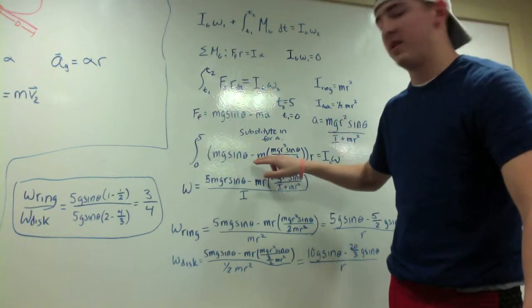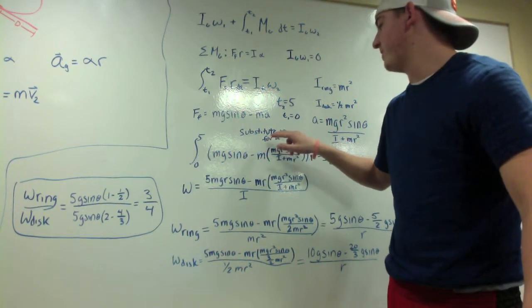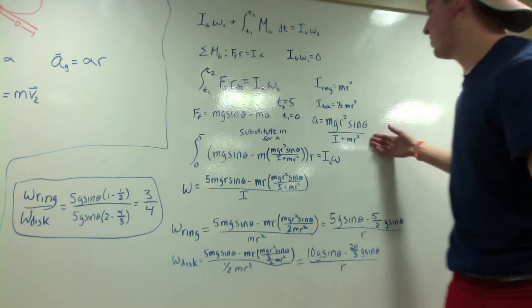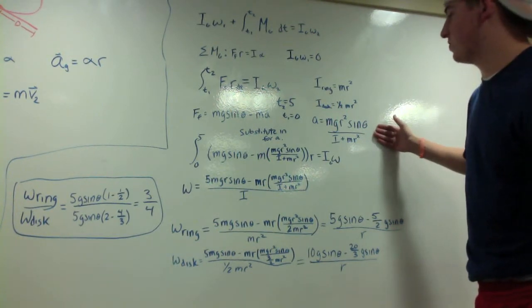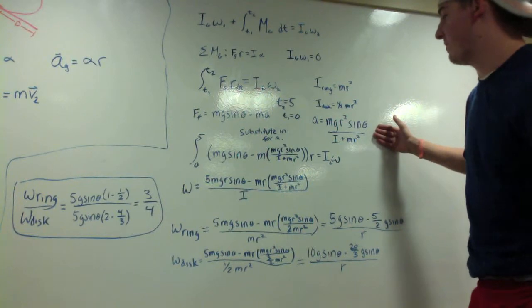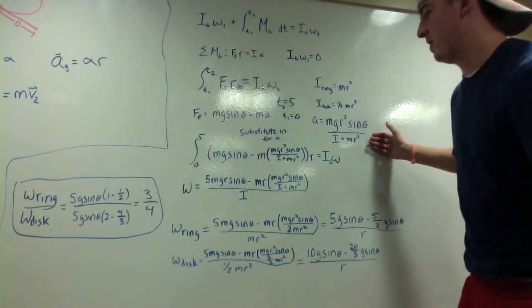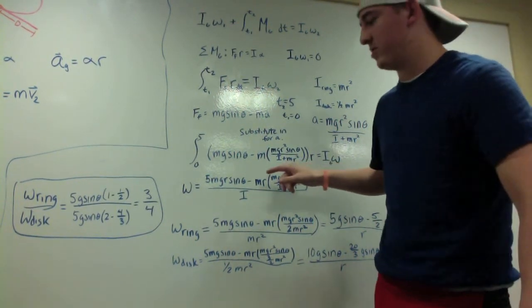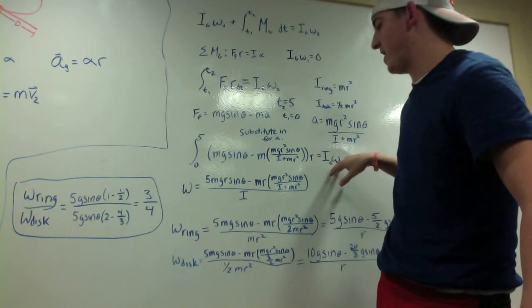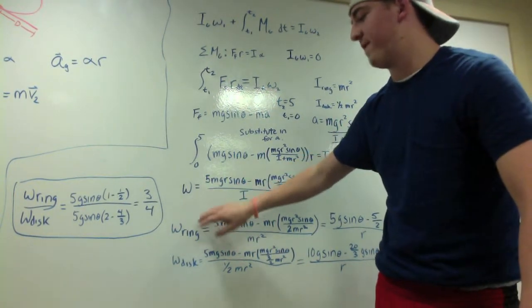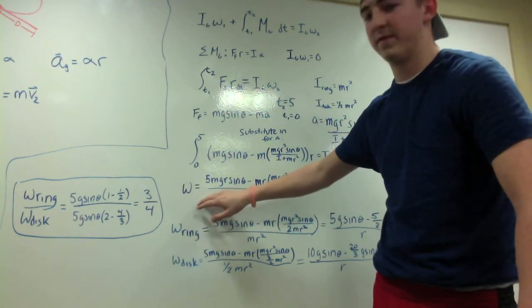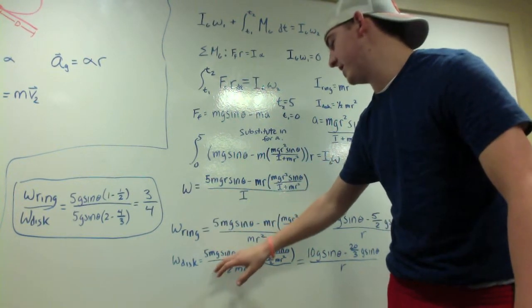Once we plug that into the integral equation, we then substitute in for a the equation that Danny found earlier, which is a equals mgr squared sine theta over I plus mr squared. We divide by the inertia to get omega by itself. Once we have omega by itself, we can then find the angular velocity of the ring and the angular velocity of the disk.